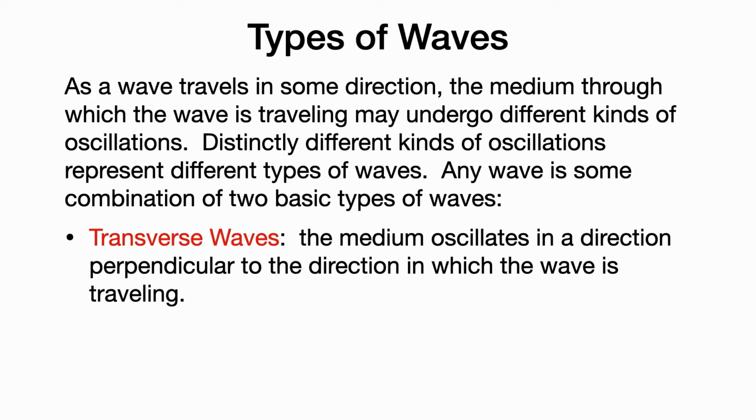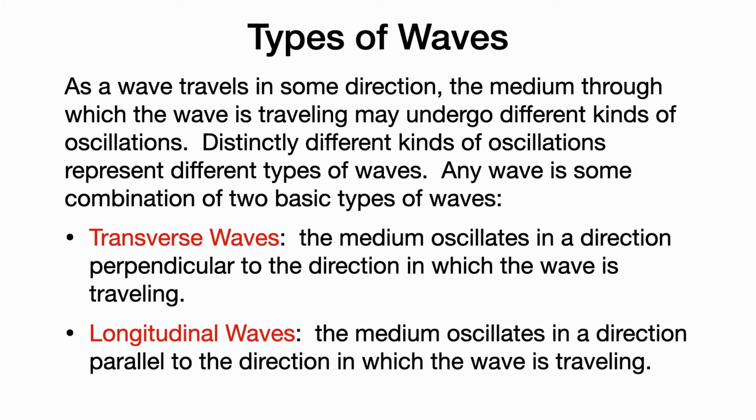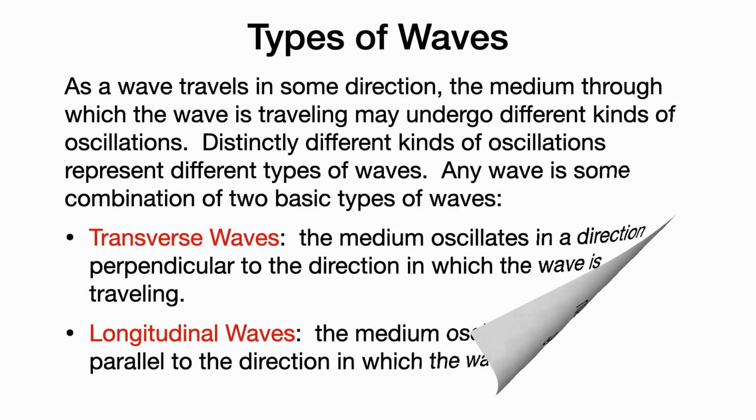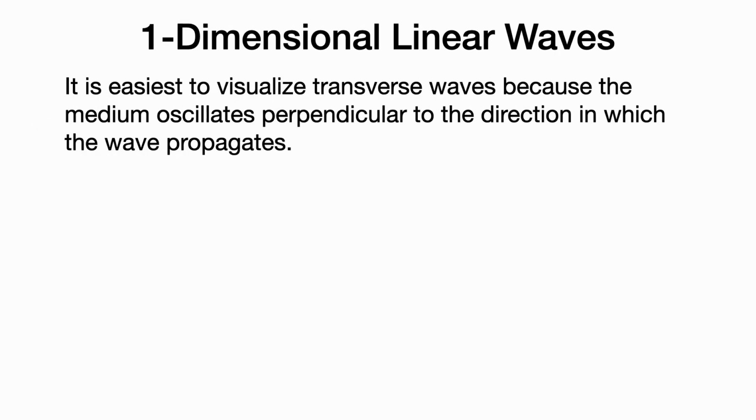Transverse waves are those waves in which the medium oscillates in a direction perpendicular to the direction in which the wave is traveling. On the other hand, longitudinal waves are waves in which the medium oscillates in the direction parallel to the direction in which the waves are traveling. It is easiest to visualize transverse waves because the medium oscillates perpendicular to the direction in which the waves propagate.